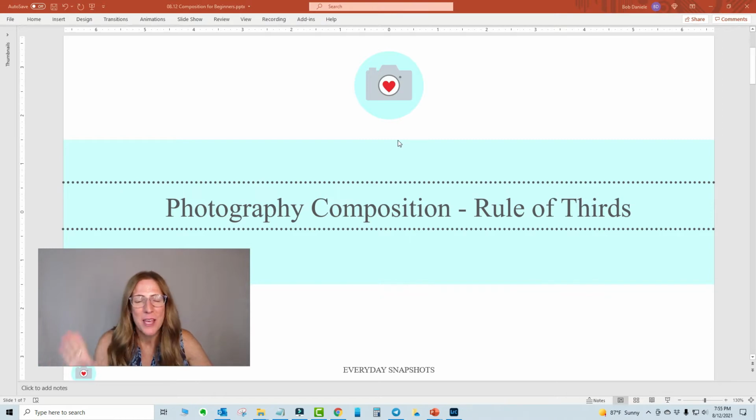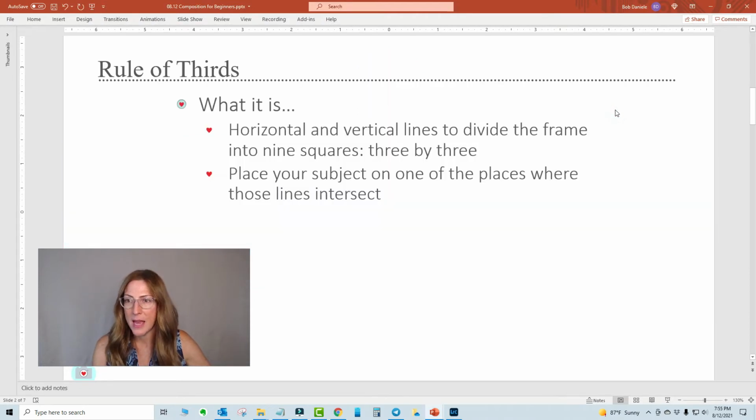So with composition, there are some things that you can absolutely easily incorporate into your photography. One of the best ones is the rule of thirds. It is looking at an image and thinking of having a tic-tac-toe grid placed over that image, and then where those lines intersect, that is where you're going to put a subject, a very important part of your photo.